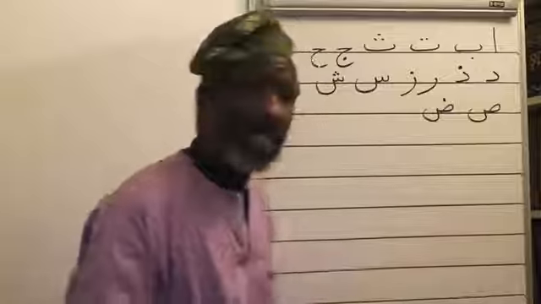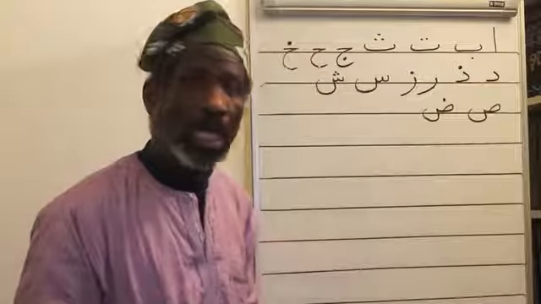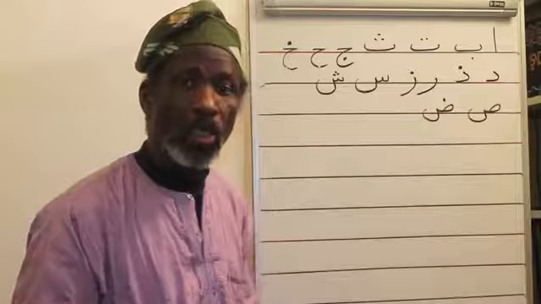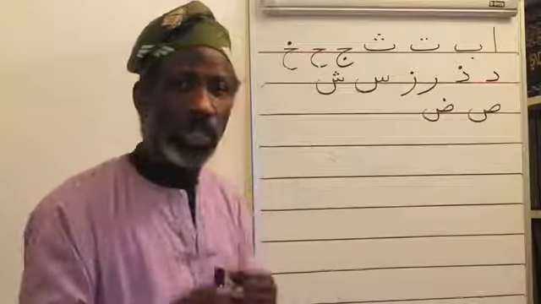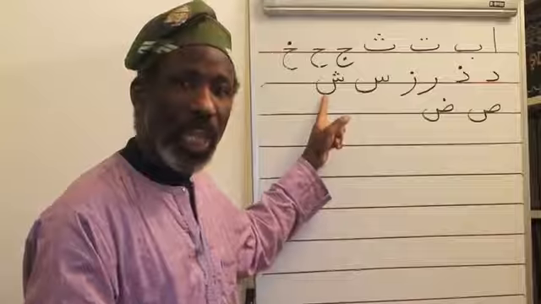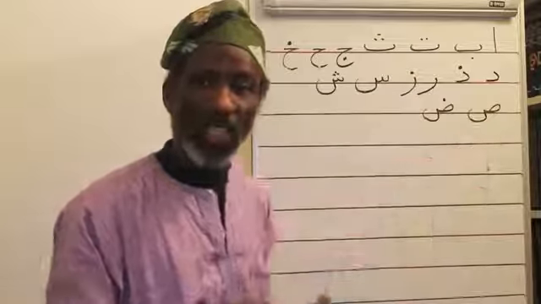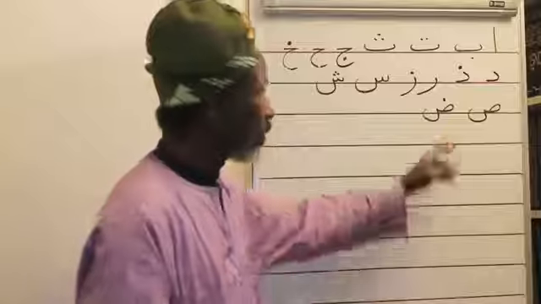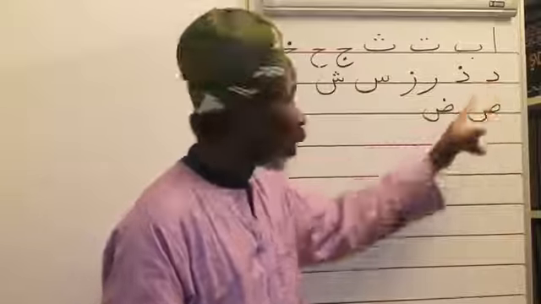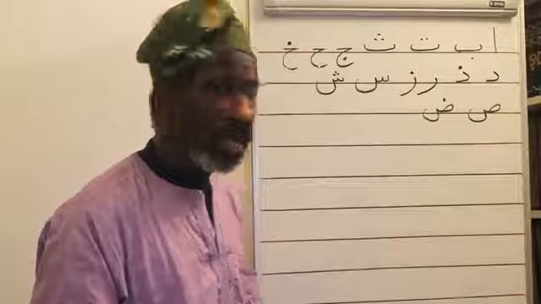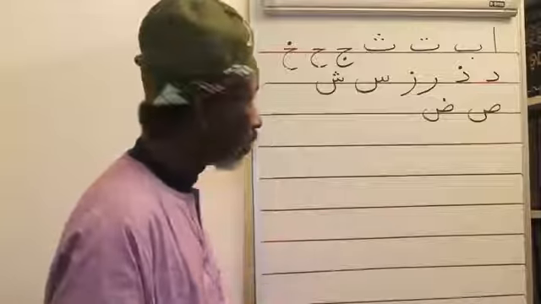What's the name of this? This one is sad, like a whistling sound. Sad. Look. Sin. Shin. Sad, like a seesaw. Sad. Dad. You see, dal. Dad. Yeah? Sad. Dad. Well done.